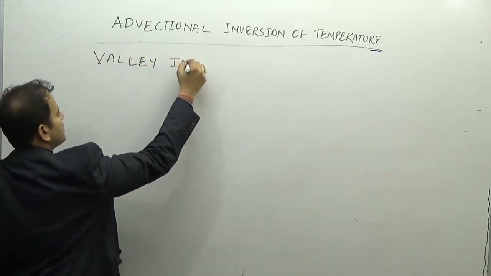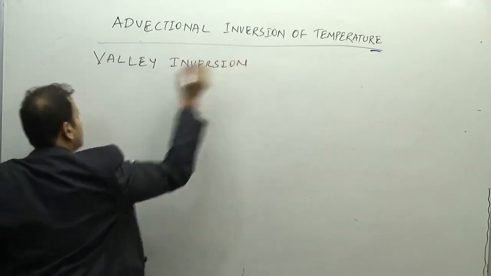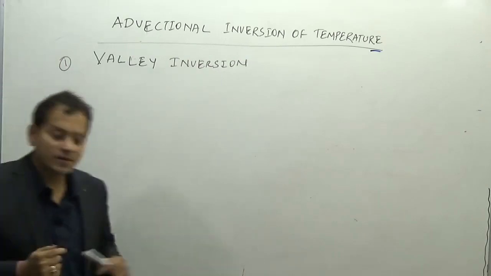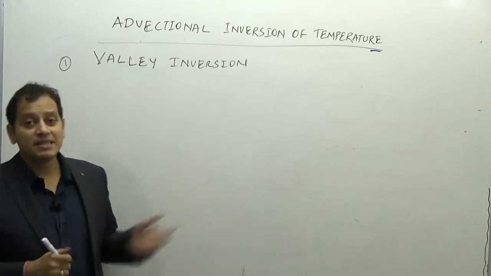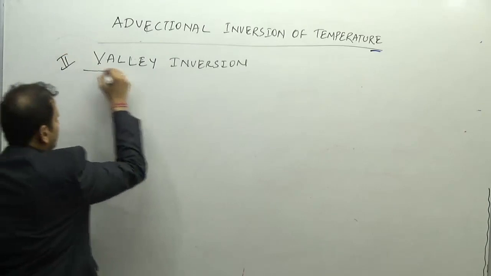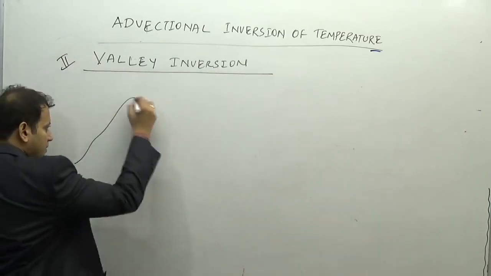Valley inversion. Again, it is a part of an advectional inversion. Now, what do you mean by valley inversion? That means it occurs in the valley. What happens in the mountainous valleys?